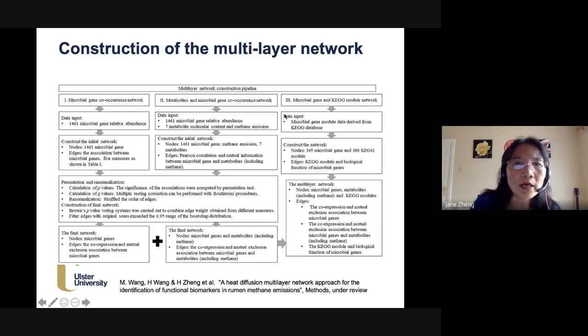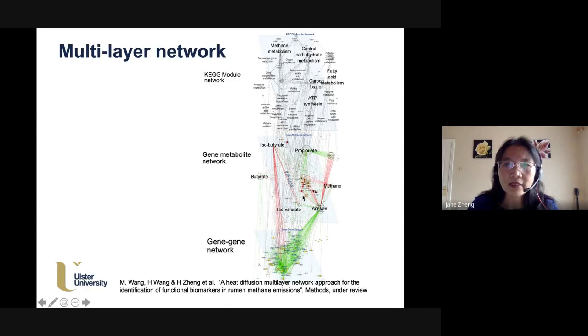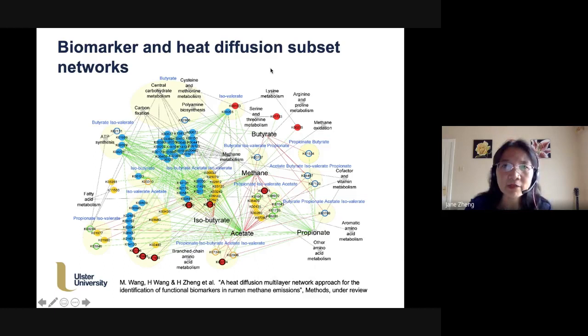Again, you can see here we do the sample permutation and some renormalization work before constructing the network. After the construction of the network, we do the further analysis. In this one, because we are looking at the microbial genes, we're looking at the KEGG pathway information and looking at all the metabolites and how they link together. So that's the multi-layer network we established from the gene-gene network, the gene-metabolite network and the KEGG module network. And we undertake the heat diffusion to identify the biomarkers.